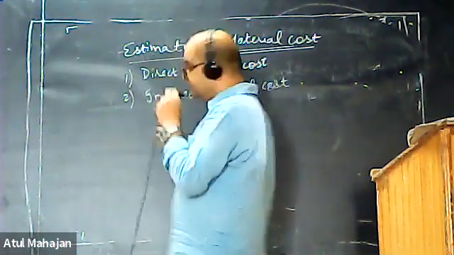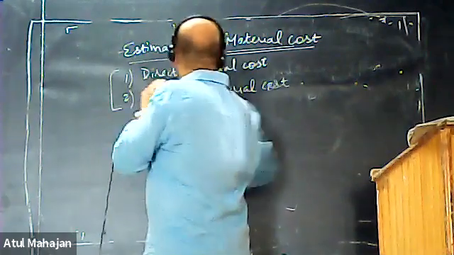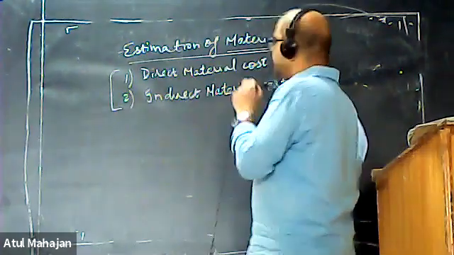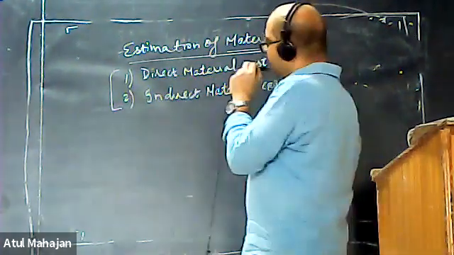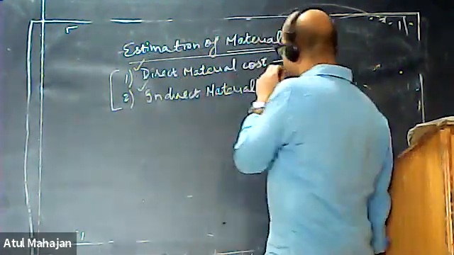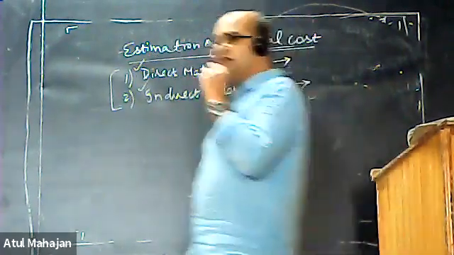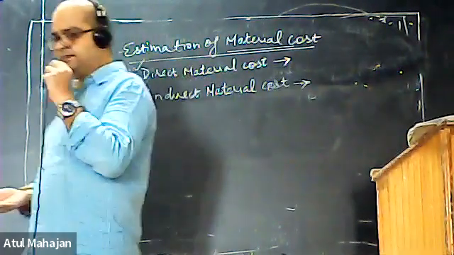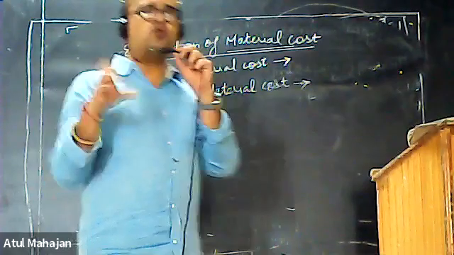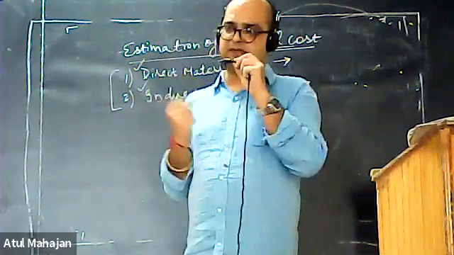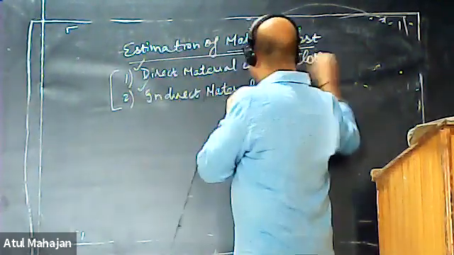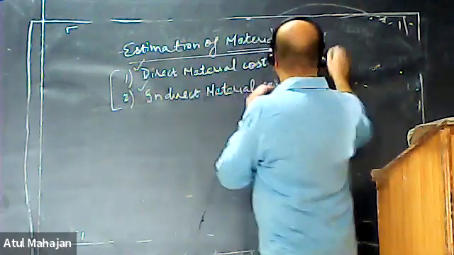Now material cost is further categorized into two: one is your direct material cost and one is your indirect material cost. Now, what is direct material cost? Direct material cost is the cost directly involved with the material. Suppose we are manufacturing garments. The raw material is your cloth, the actual cloth which you are using. That is your direct material cost, the cloth for your garment industry.